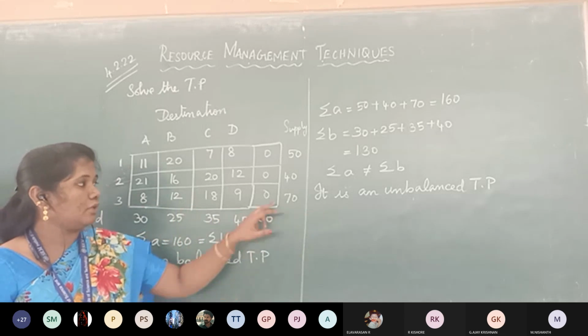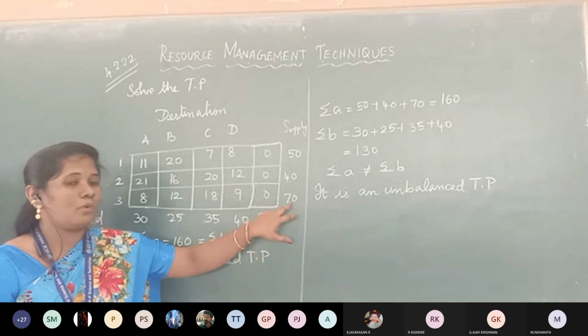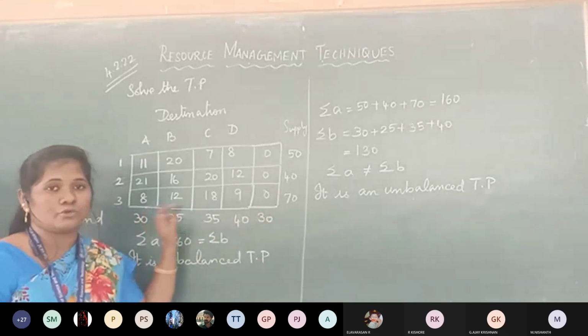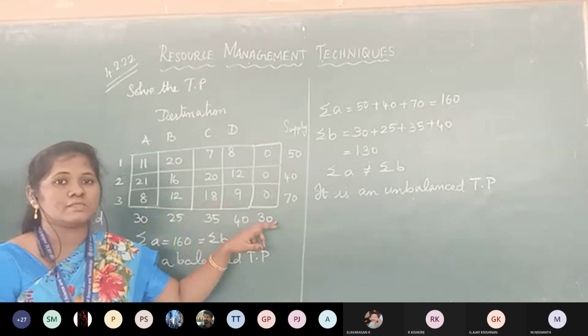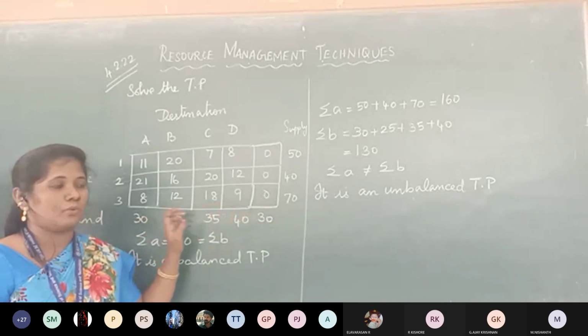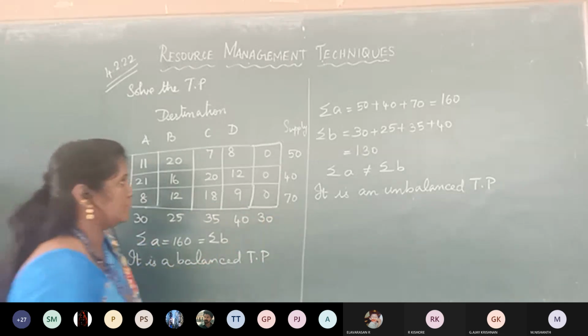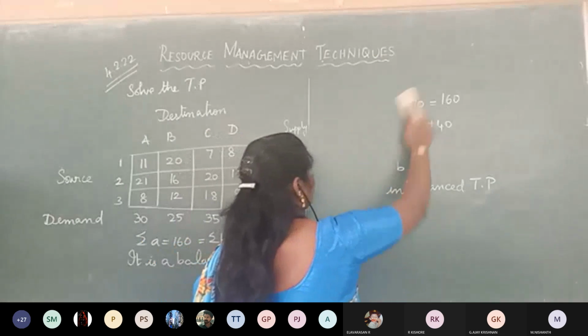Okay. So if at all the supply was lesser, then you will add an extra row, extra 0 row. You will add an extra 0 row and you will put the value which will make it balanced. Okay. So this is the way you make it balanced.